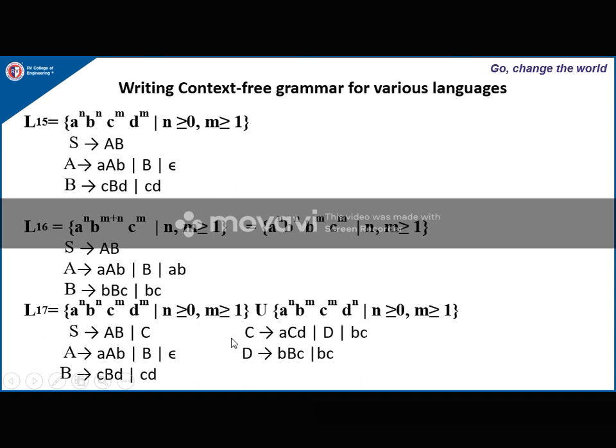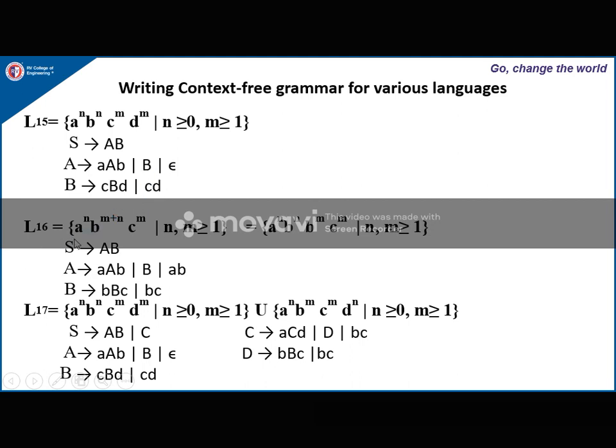Next you can observe here they are neighbors, the powers are the same here. So S derives AB, A will generate the first part, B will generate the second part. So this A will be aAb or epsilon. Where B is nothing but c and d will be generated by these productions, and accordingly n greater than 0, so A can be empty, and the cd count should be at least 1, so it is cd.